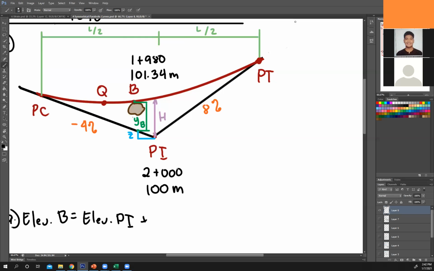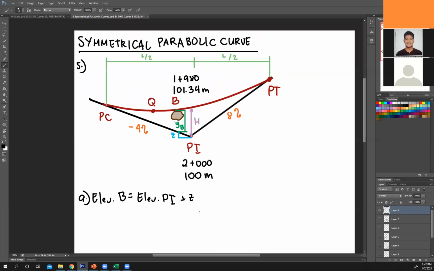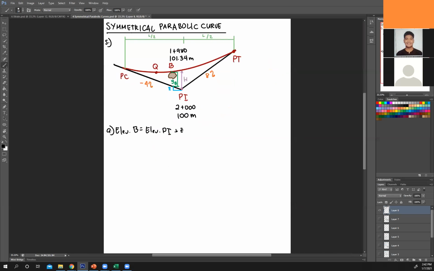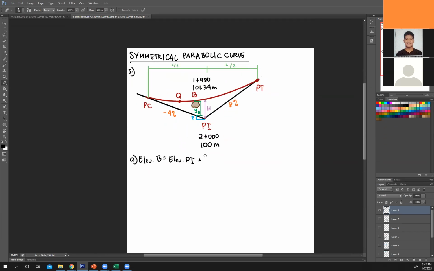Sorry, I got confused for a while. So elevation of B is given elevation PI plus Z. Let's zoom out. So plus Z plus YB. So we can solve for YB. Elevation of B is given, it's 101.34. Elevation of PI is given, that's also 100. Plus Z. How do I get Z?